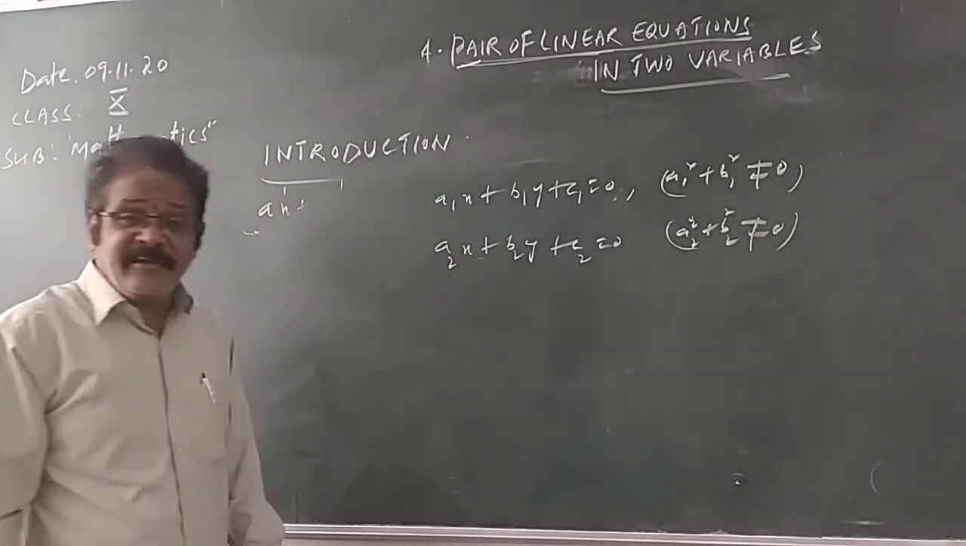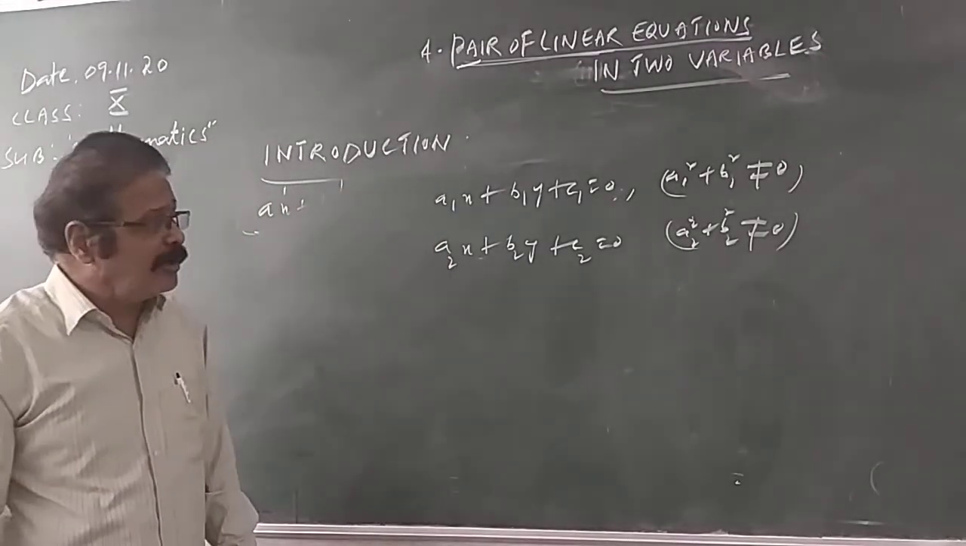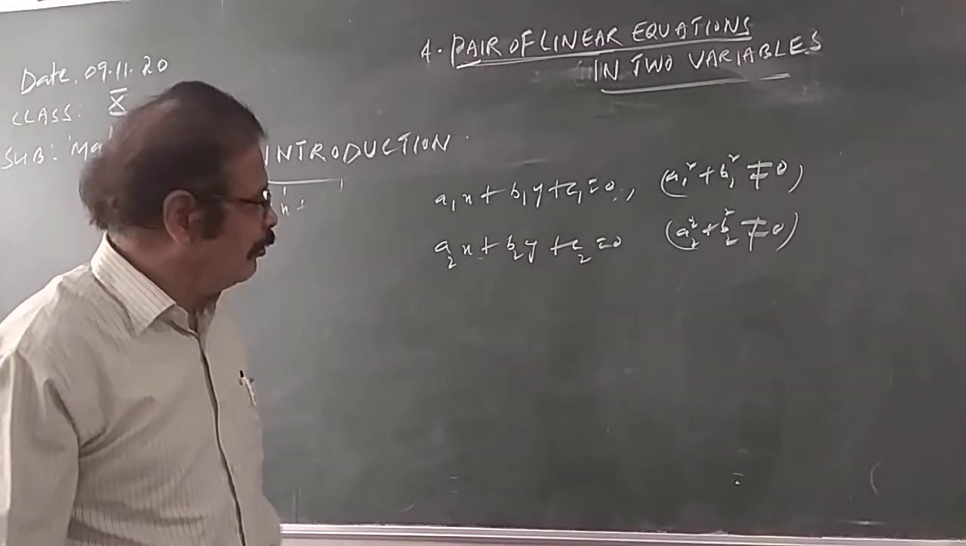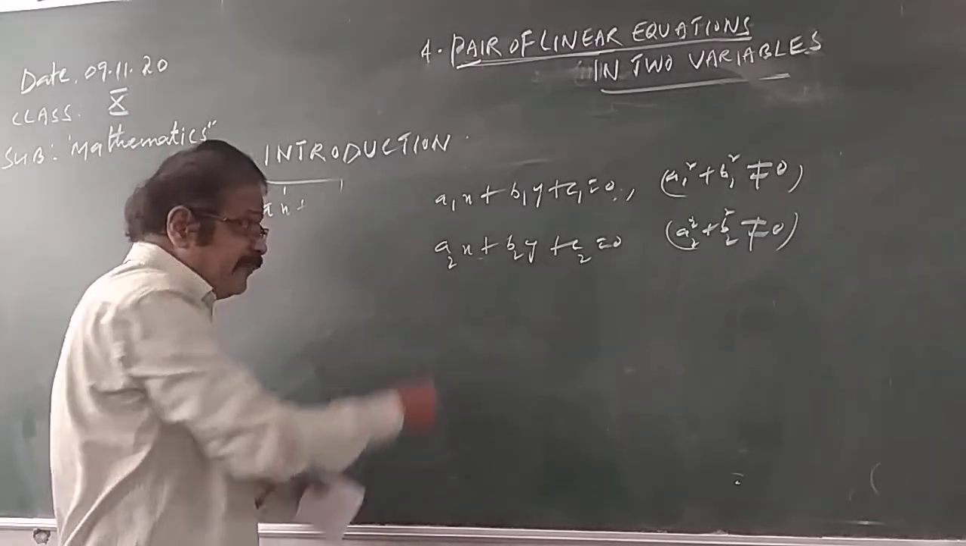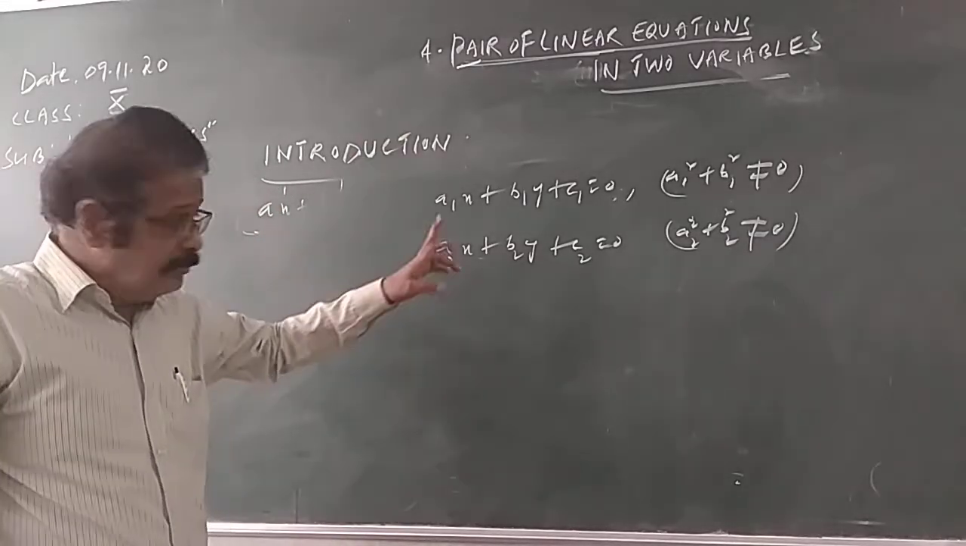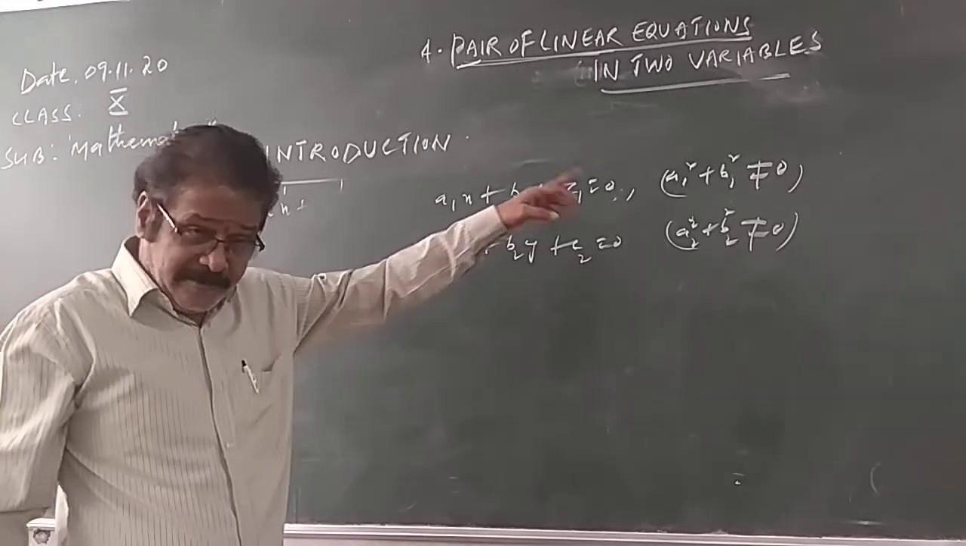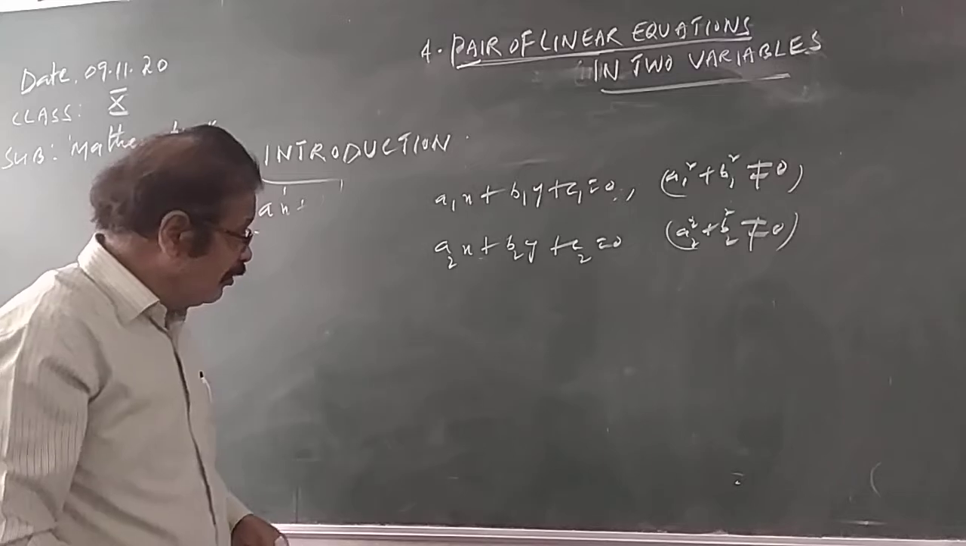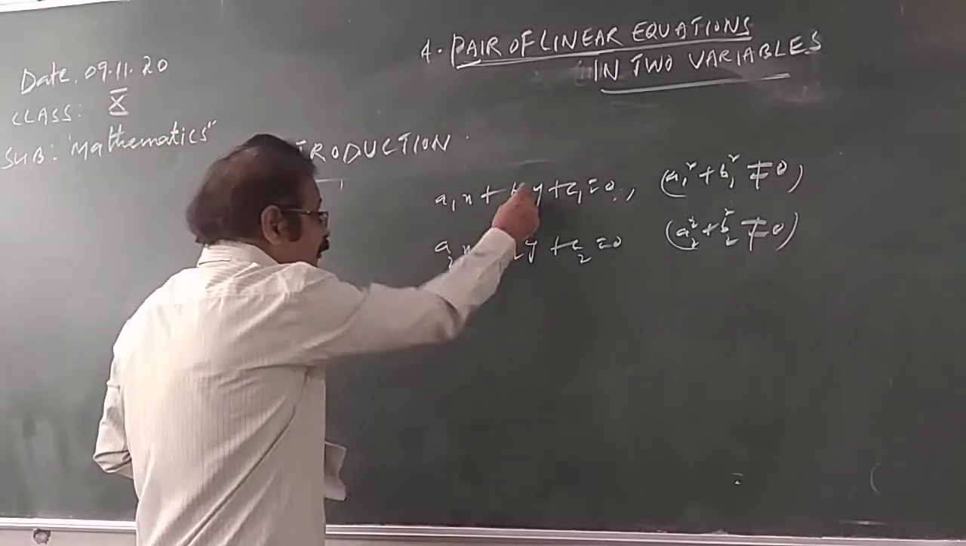Their x and y coefficients should not be 0. They are not equal to 0. The pair of linear equations in two variables is a1x plus b1y plus c1 equal to 0, a2x plus b2y plus c2 equal to 0. Why do we use a1, a2, b1, b2?